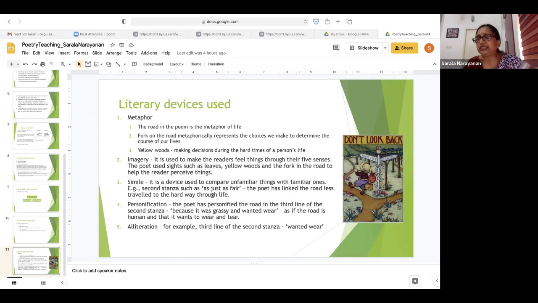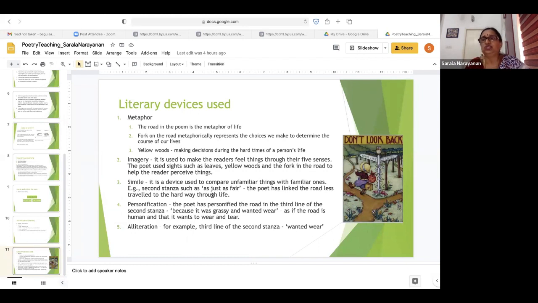Even if you close your eyes and somebody is reading out the poem for you, you will be able to easily visualize the yellow leaves, the trees all over, the bushes, the road, the fork, and all those things. The poet has linked the road less traveled to the hard way of life. Next, coming to personification.